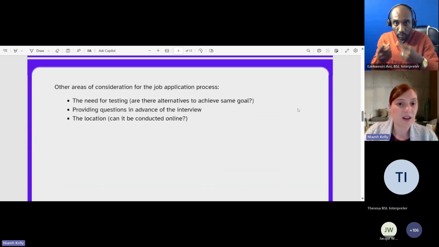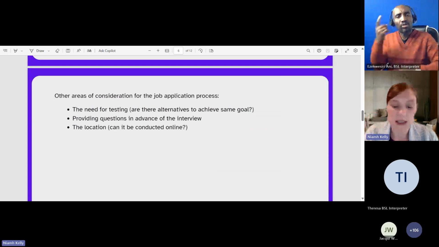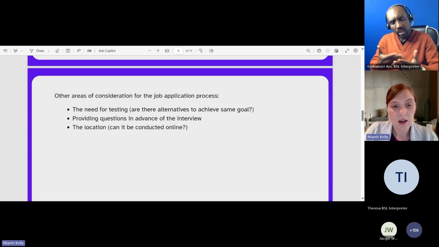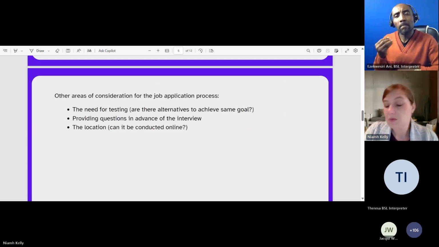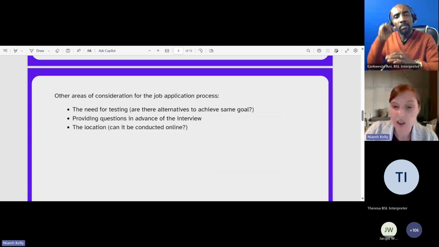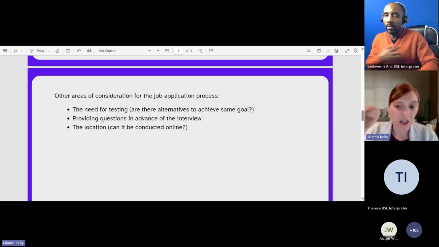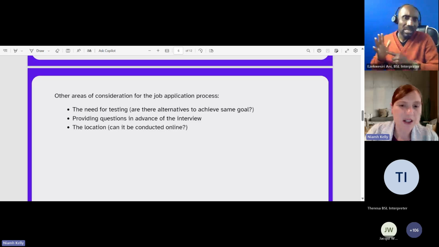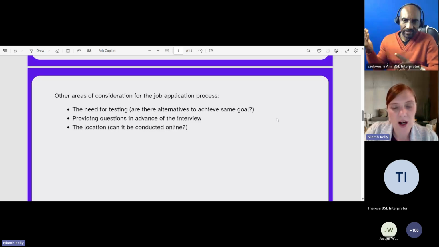So other areas of consideration, just looking at the job application process here, the need for testing. Some jobs still will have psychometric tests. Do people have to do them? Is there an alternative? This might cause anxiety. Is it specifically needed for the job? And I think that's really important to identify if things are required. Does someone have to do a maths test if it's a communications job?